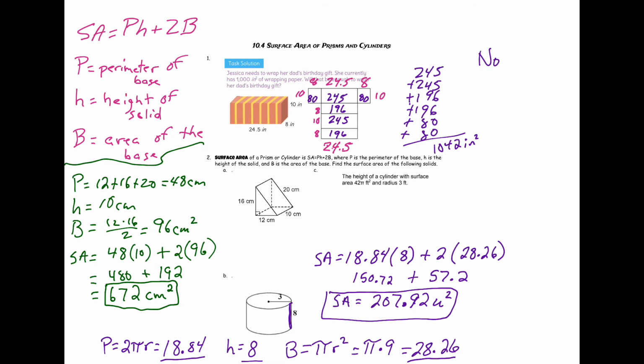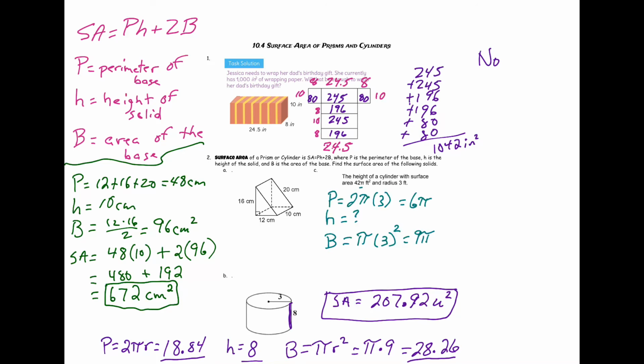And we have part C, so I'm going to erase a little bit of part B here. We have the height of a cylinder with surface area 42 pi feet squared and radius of 3 feet. Now I do see that pi is in my answer, so we're going to leave pi as pi and not turn it into 3.14 in this problem. All right, so our perimeter, or our circumference, is going to be 2 pi r, which is going to be 6 pi in this case.